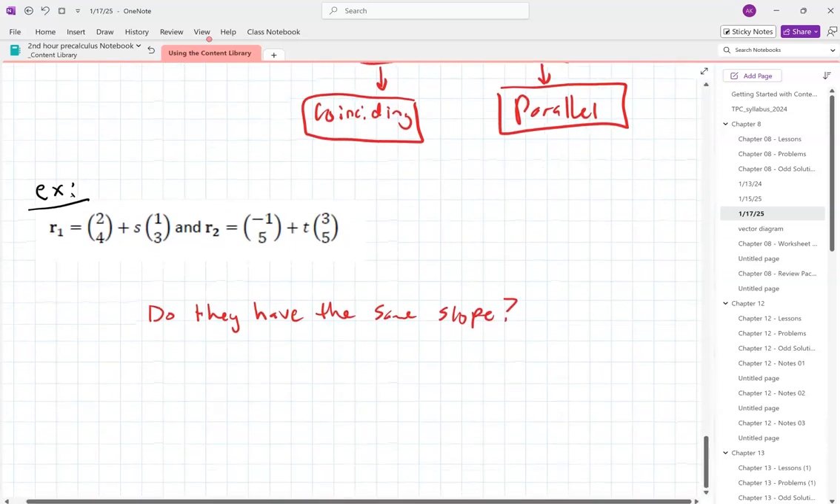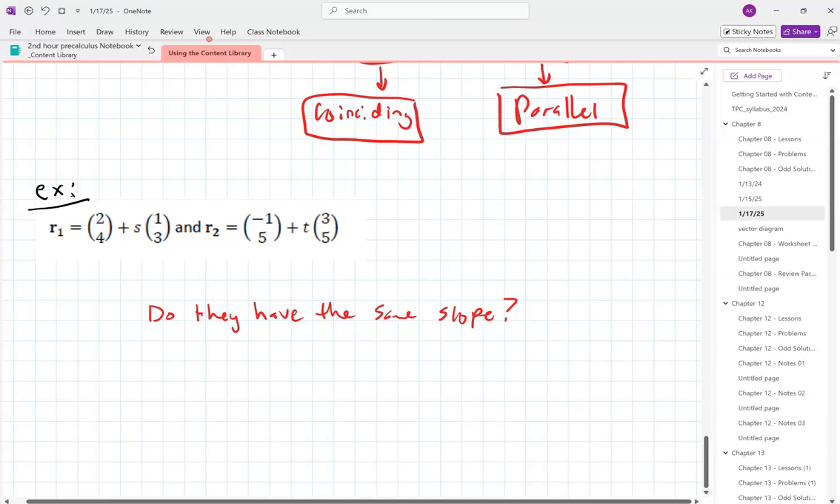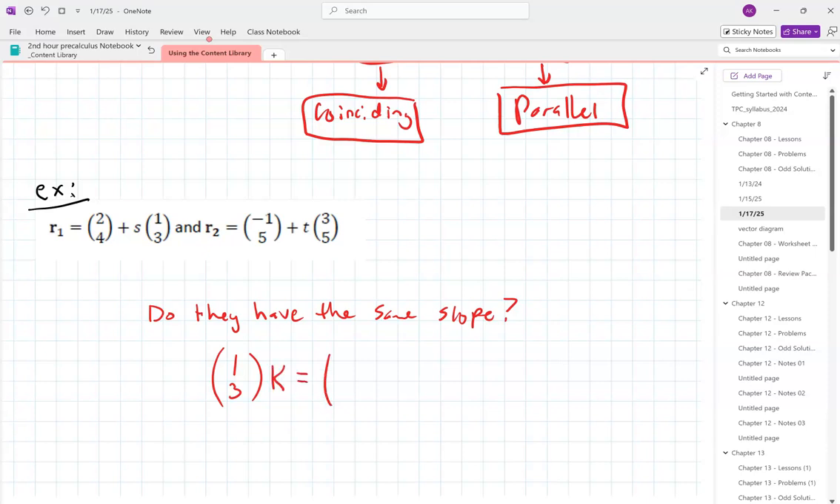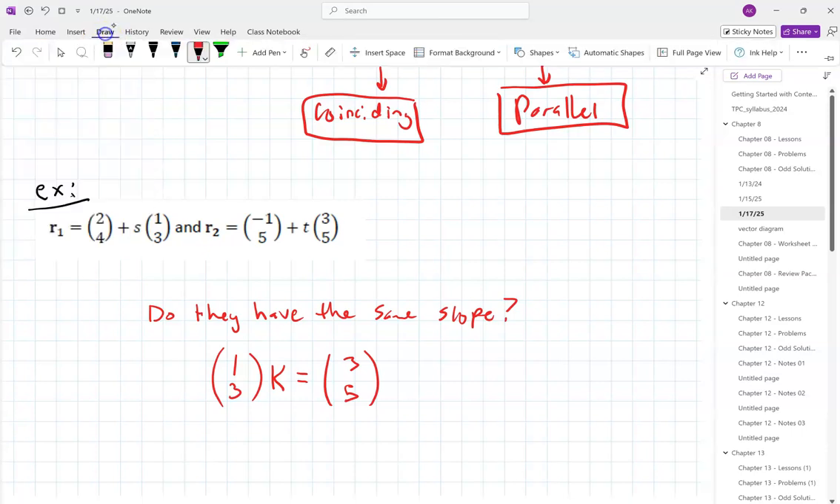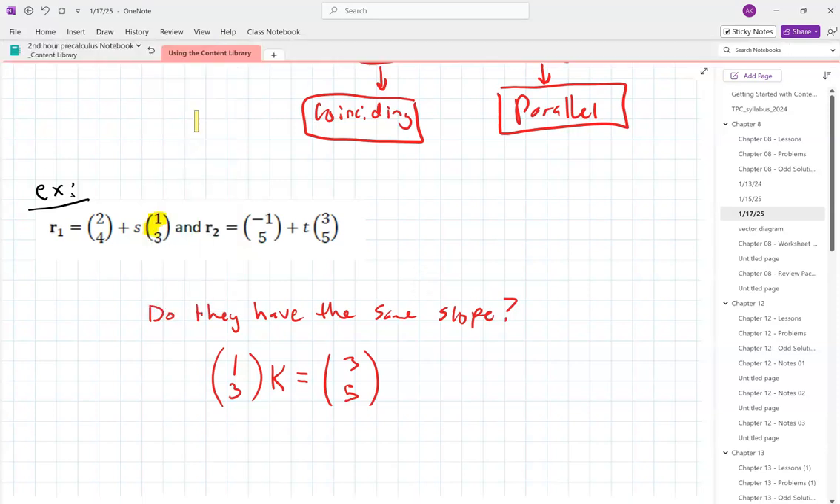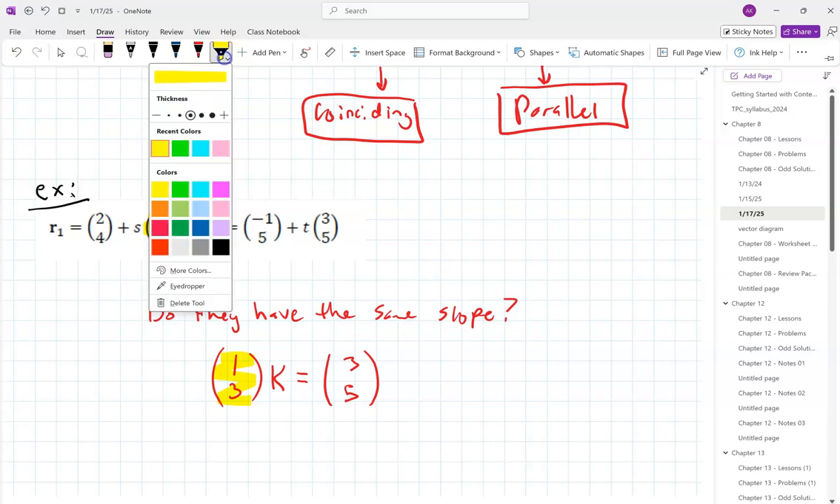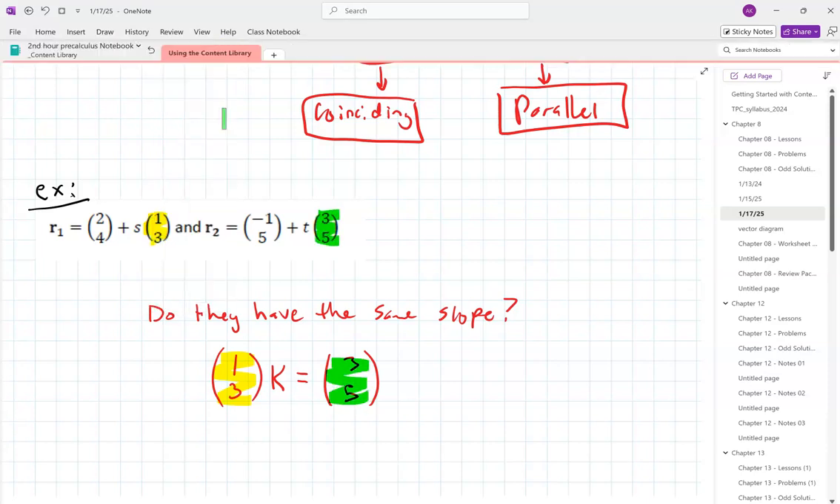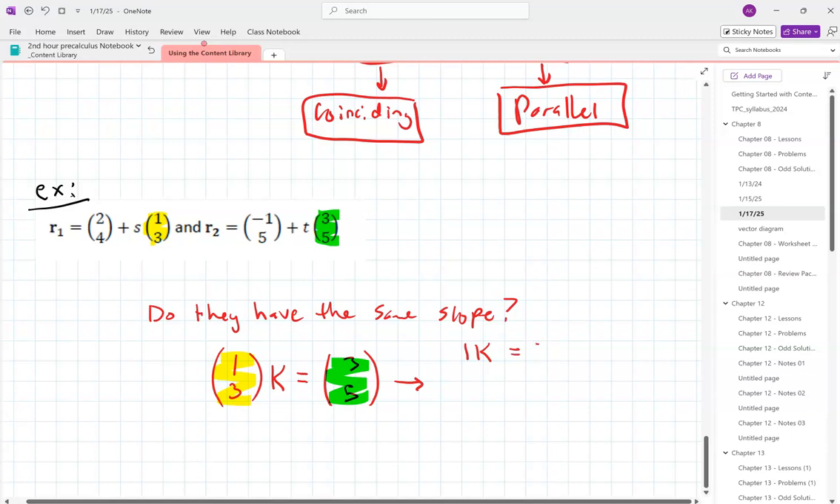So the first thing we check is, do they have the same slope? To do that, I take the slope vector from R1 and check to see if it's a scalar multiple of the slope vector from R2. So basically what this is saying is 1 times k needs to equal 3, and 3 times k needs to equal 5. Is everybody okay with how I came up with that set of equations?